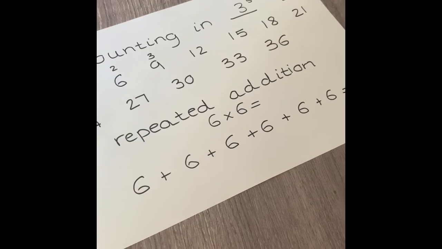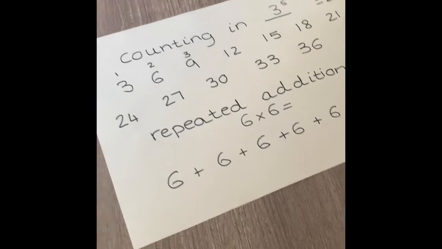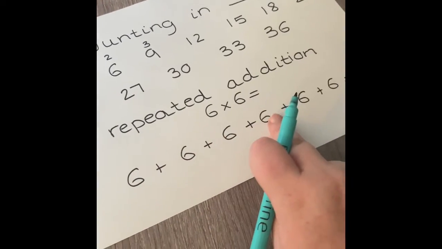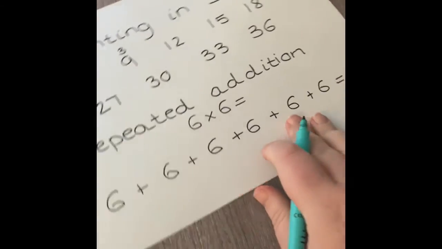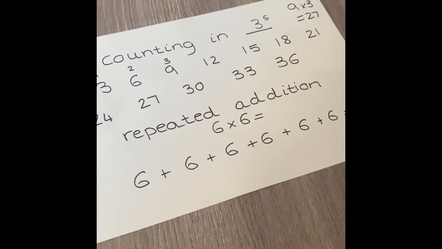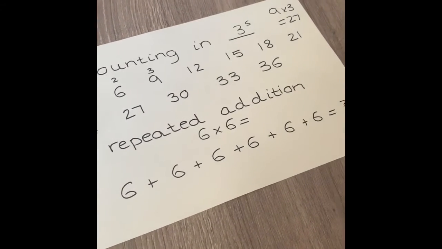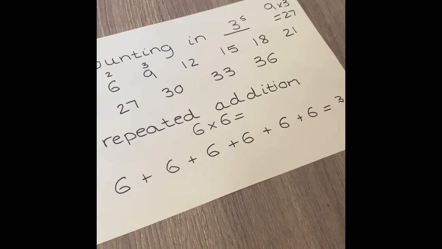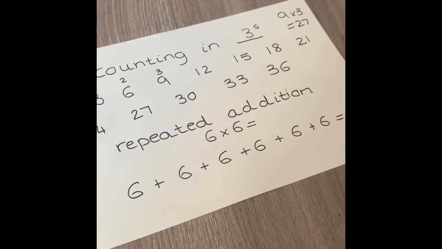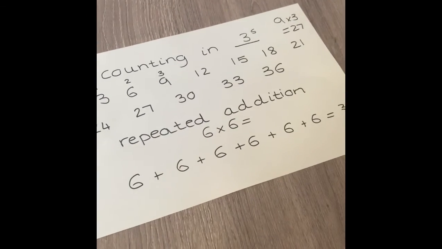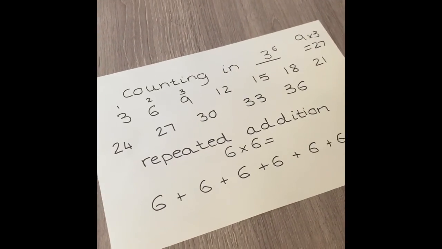We can also use repeated addition. So 6 times 6 is the same as adding 6 together 6 times. So you're doing 6, add 6, add 6, add 6, add 6, add 6, and that gives you 36. The same would happen if you were doing, let's say you were doing 8 times 8. So that's adding 8 together 8 times, which would give you 64. Let's say you were doing 4 times 5. So you're adding 4 together 5 times, and that would give you 20. So repeated addition can also be a strategy to help you with your multiplication work as well.